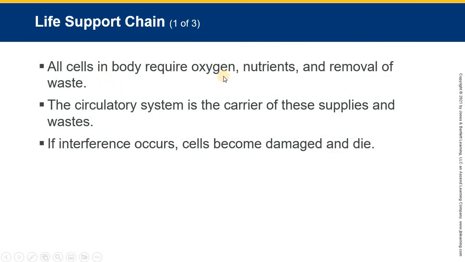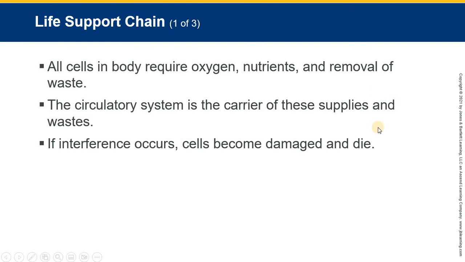All cells in the body require oxygen and nutrients, and the body has to remove the waste products, because some of these waste products are acid. So you've got to get rid of acid from your body. It's a byproduct just of your metabolism normally. Blood carries all those supplies and waste throughout the body to where it needs to be excreted, either through your urine or from your lungs, etc.